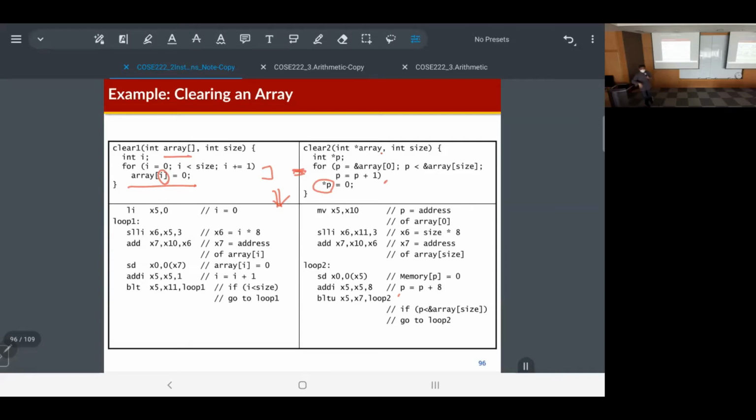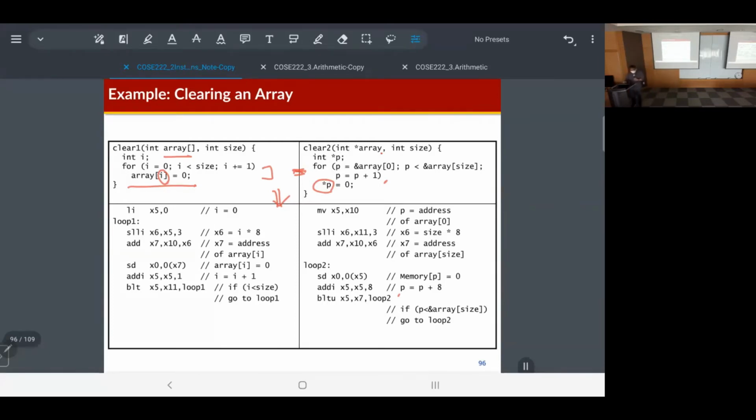Pointer version? Why? Because the assembly lines in the loop are fewer. Yeah, that's right. So he said that the number of instructions inside of this loop is smaller. So why is it better? If the number of instructions is smaller, then why is it better?